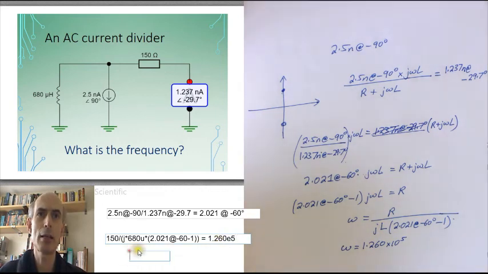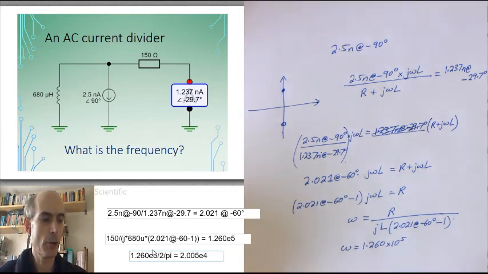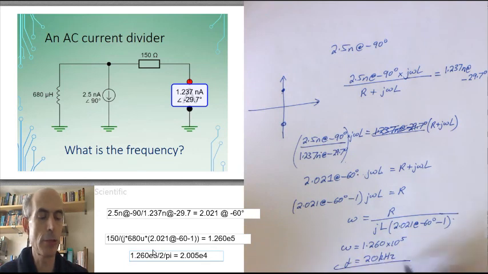And once again, if I wanted to write that in hertz, I just need to divide it by 2 pi. And the result is around about, well, actually very close to 20 kilohertz. So I would probably write my answer to this problem as 20 kilohertz.